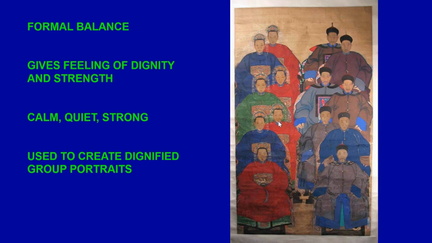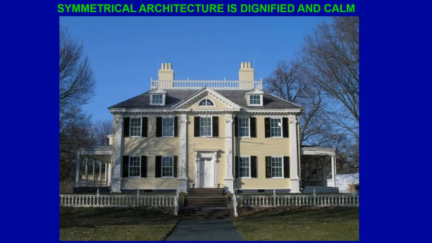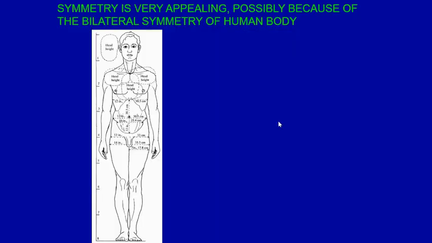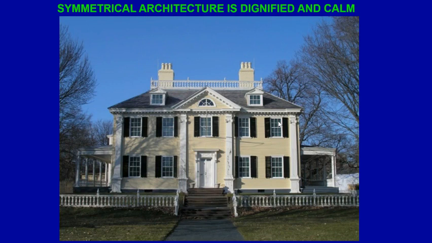It's calm, it's quiet, it's strong, and it's used to create a dignified group of portraits, like this one right here. There's the same number of people on the left as there is on the right, and they're equally spaced out. It looks like there are couples that are balanced. Symmetrical architecture is dignified and calm. We see it a lot in architecture.